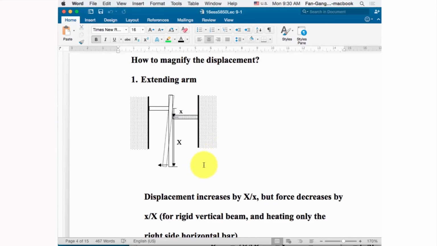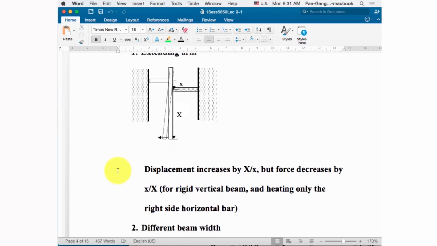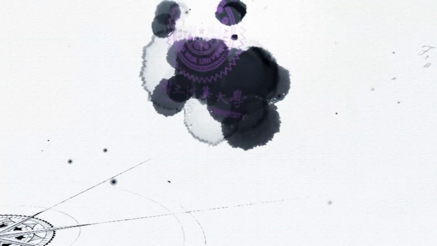So for example, if you design the large x as 10 times the small x, you can increase the displacement by 10 times. However, the force will be reduced by 10 times at the same time. So you reduce the force, but increase the displacement at the end. That's an easy way to trade off between these two by using a mechanism, the leverage mechanism, to do the job.